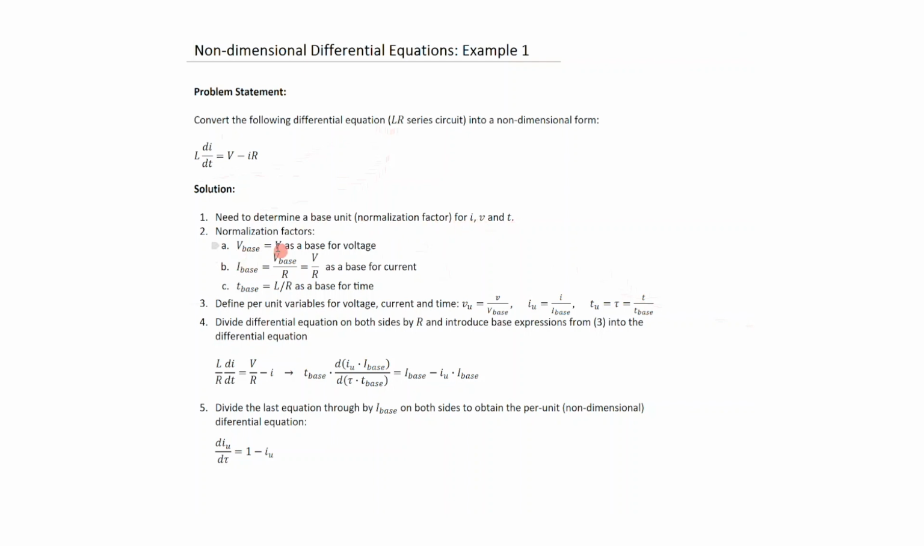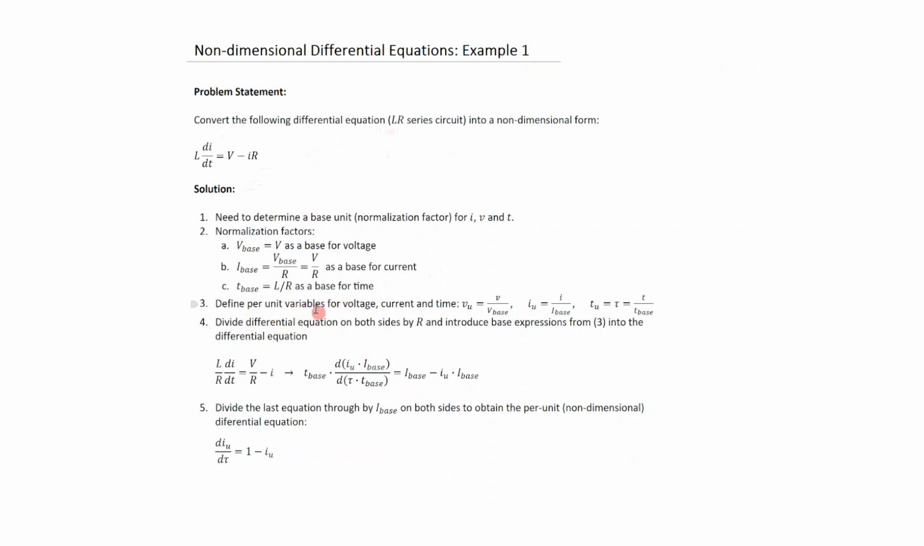So V base is some V. I base is going to be V base divided by R. Okay, R is given. We've chosen that as a base for current. You can choose something else, but this is a convenient one to choose. And T base we're going to choose as L over R as a base for time. In fact, if you look at the ratio L over R, it has units of time. All right, so this is just convenient to use.